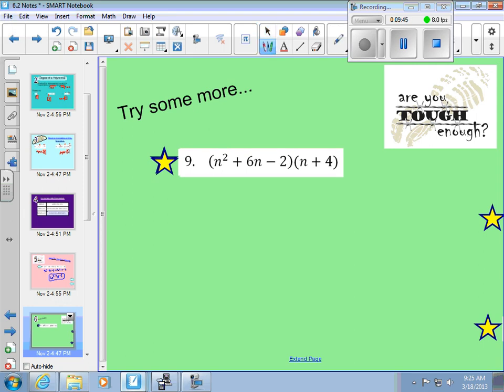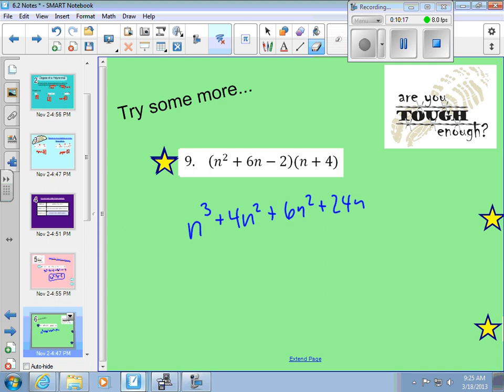And number 9, now we've got multiple terms. If you've got multiple terms that you're distributing, you just got to make sure again to multiply to everything. So our first term of n squared, we've got to multiply here. n here. So if you do that, you've got n squared times n is going to be n cubed. n squared times 4 is 4n squared. Okay, now we're going to distribute the middle term to both. So we're multiplying 6n here and here. So you're going to get 6n squared plus 24n.